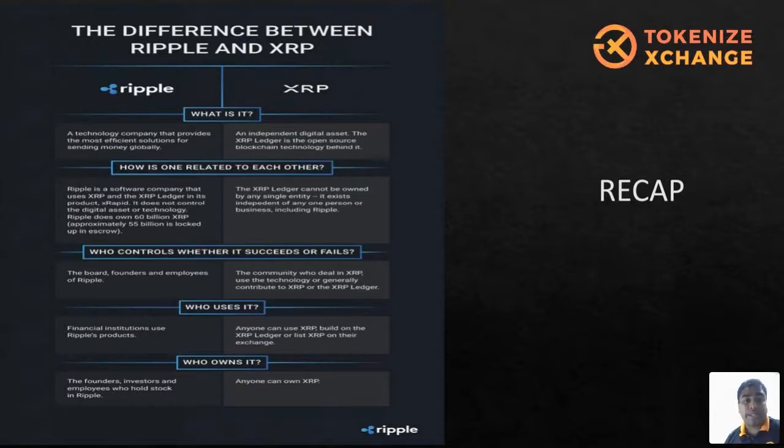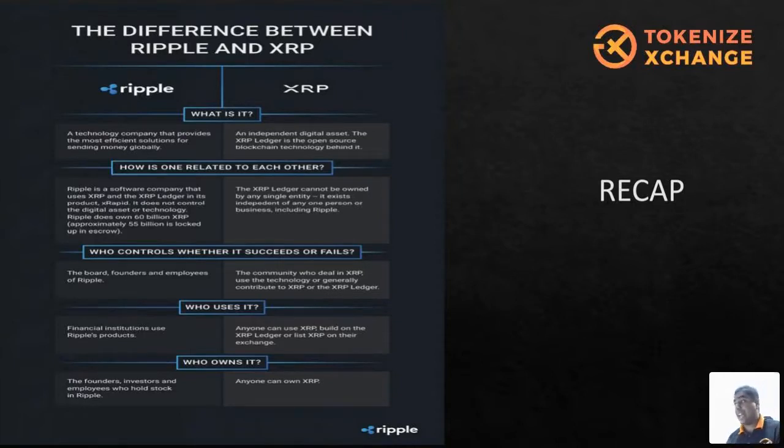So who controls whether it succeeds or fails? Ripple has its own board of directors, and as you are aware, XRP is not owned by anybody. The community who deals in XRP determines the future of XRP. Who uses it? It is used by financial institutions who use the Ripple product, and basically anyone can use XRP, build on the XRP ledger, or use XRP on their exchange.